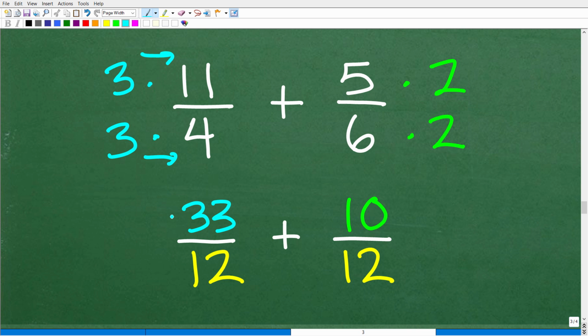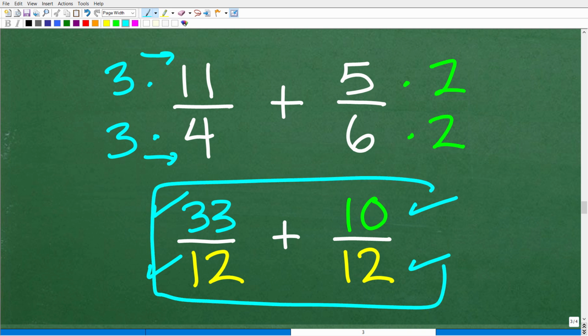So 3 times 11 is 33. 3 times 4 is 12. And same story over here. 6 times 2 is 12. That's what we want. But we also have to multiply the numerator by 2. So 5 times 2 is 10. Okay, so all that work just to get the problem right here.